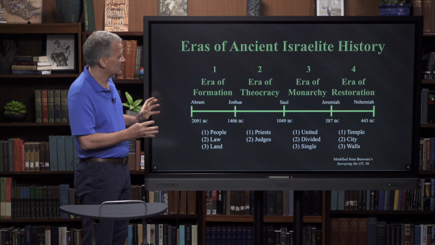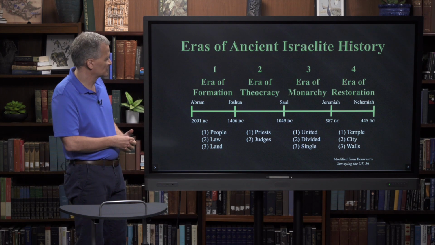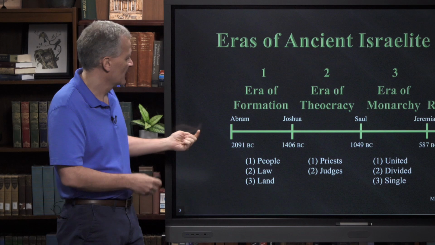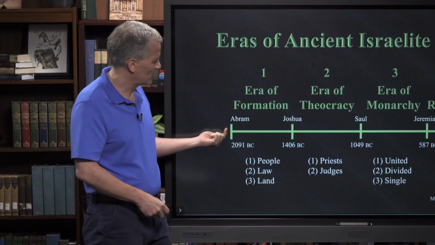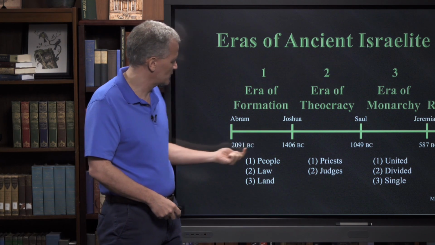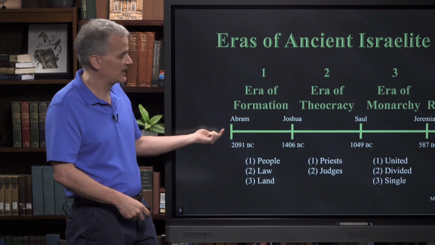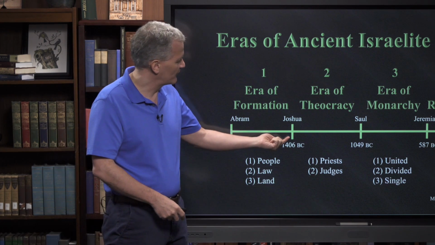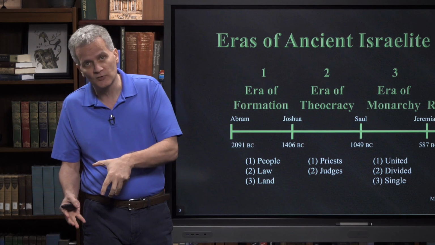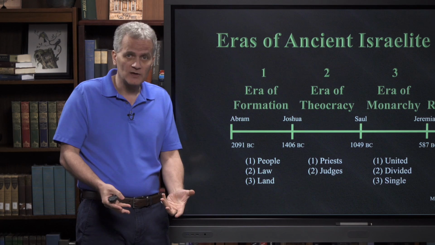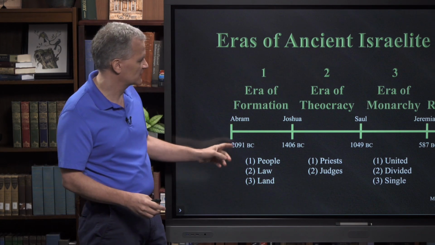Where does all of this fit in chronologically with Israel's history, and what's going on with Israel during the time of the biblical period? Well, essentially, we have four main periods, four eras. The first one is the era of formation, which goes from Abram to Joshua, and that's from about 2091 BC, when Abram enters into the land of Canaan, until about 1406 BC, and that's when Joshua leads the Israelites back into the land of Canaan after having been out of the land for 430 years in Egypt and then 40 years of wandering in the desert.